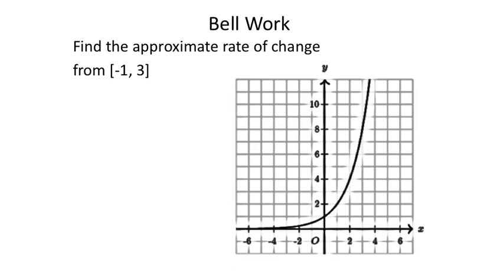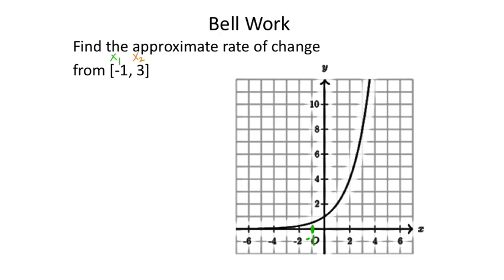So for this bell work, we'll find the approximate rate of change from -1 to 3. Just like we saw last time, these are both x values. You've got a first x value that's -1, and a second x value that's +3, which means we need to find these x values on this number line right here.